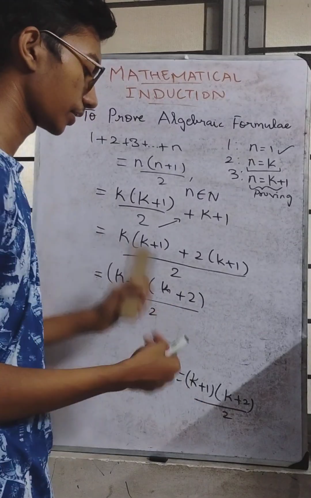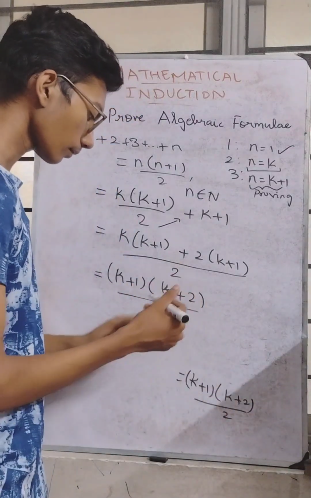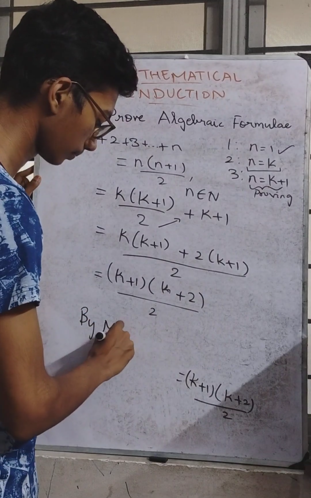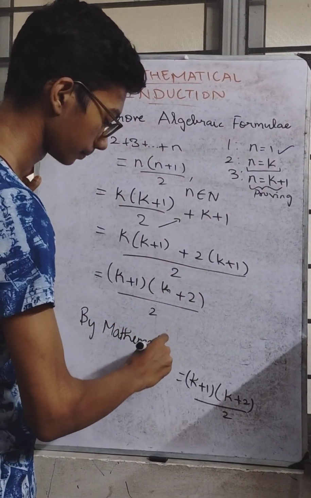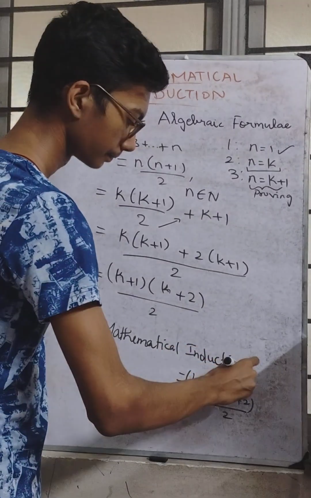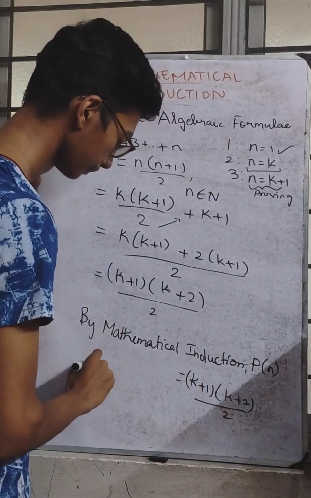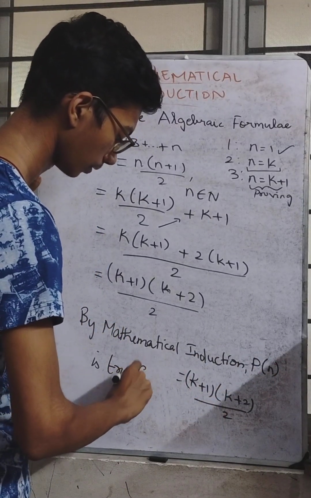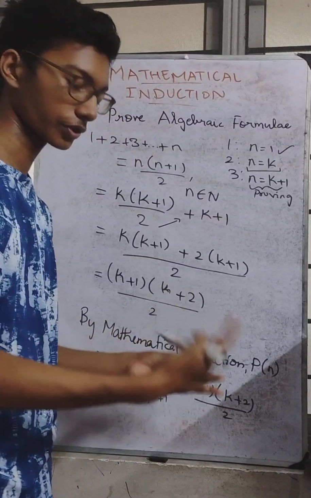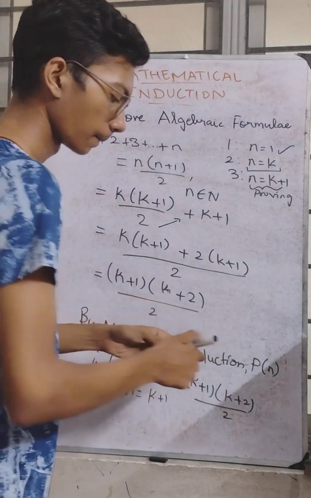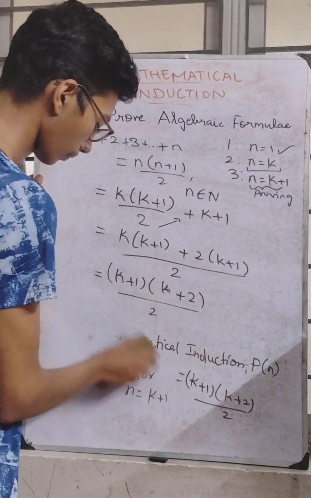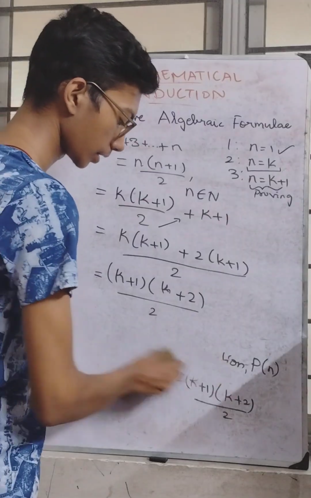So we have got literally the same answer, which means finally we have to write that by mathematical induction, P of n is true for n equal to k plus 1, which means the proof is done. So we can write hence proved. So this is how every mathematical induction proof works. So that's the thing with mathematical induction.